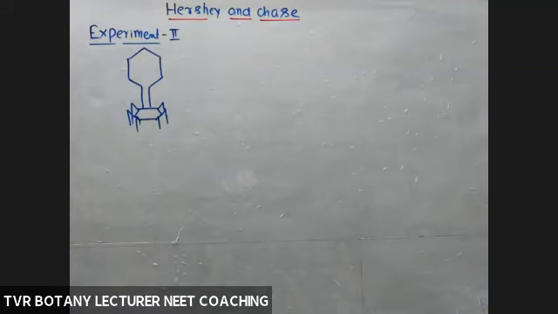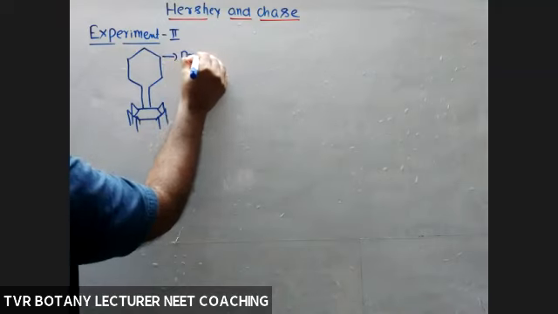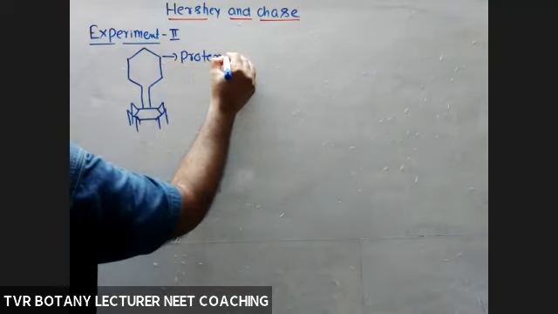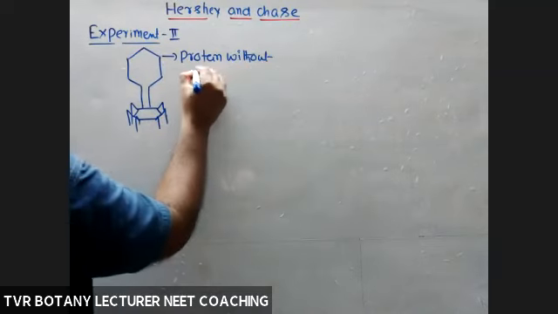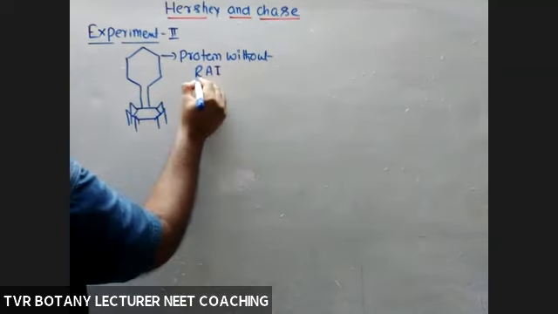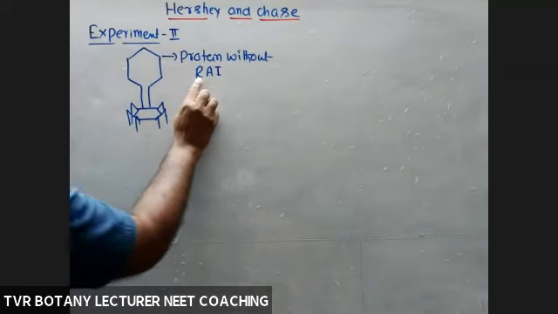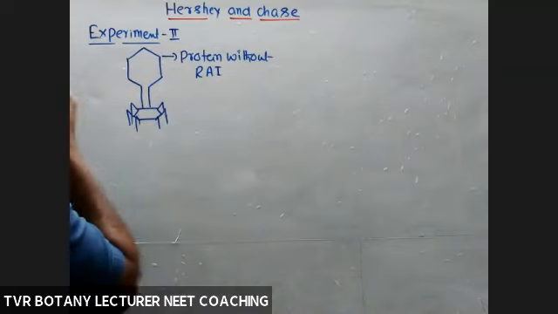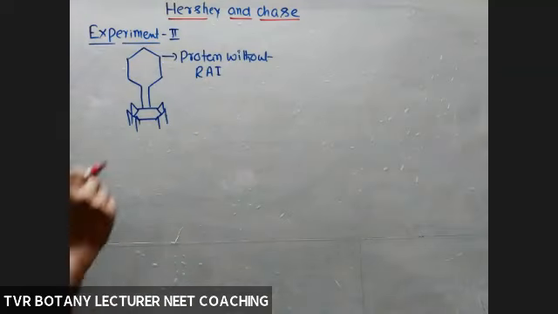Non-labeled protein. Protein coat or capsule. Protein without RAI. RAI means radioactive isotope, simple I'm using. Protein without radioactive isotope. But what about the DNA molecule?